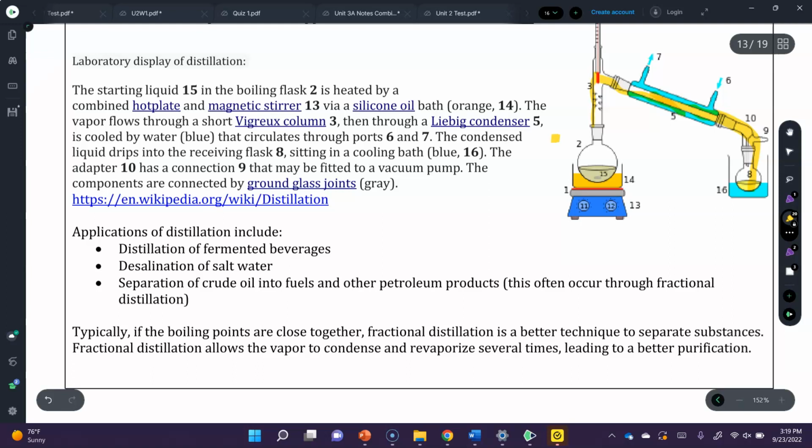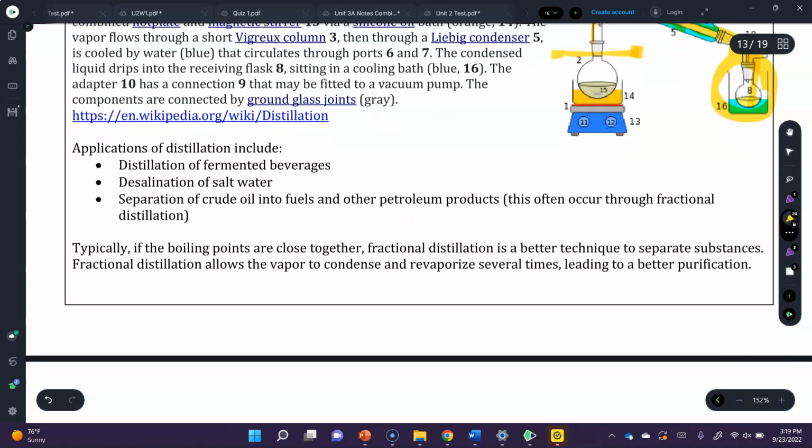There will be a break in something boiling and coming off, when all of the one compound that was boiling is off, and so you can then switch your collection container and collect the next one. There are a lot of applications, including distillation of fermented beverages, desalination processes, separation of crude oil into fuels and other petroleum products. That's fractional distillation.